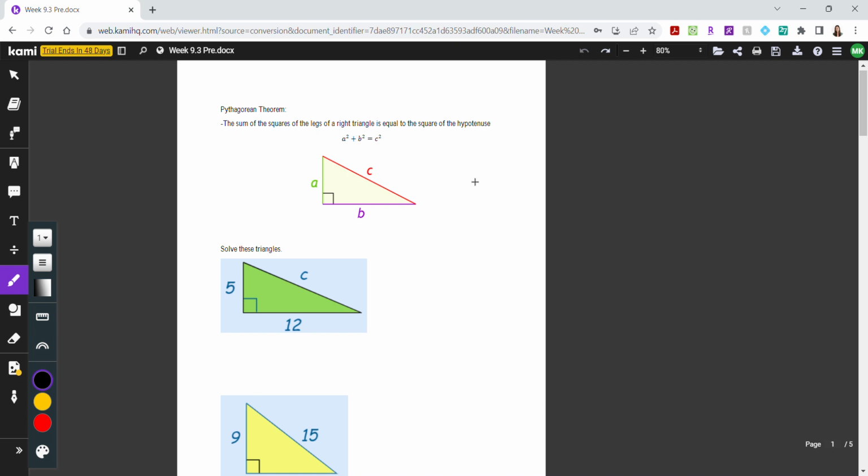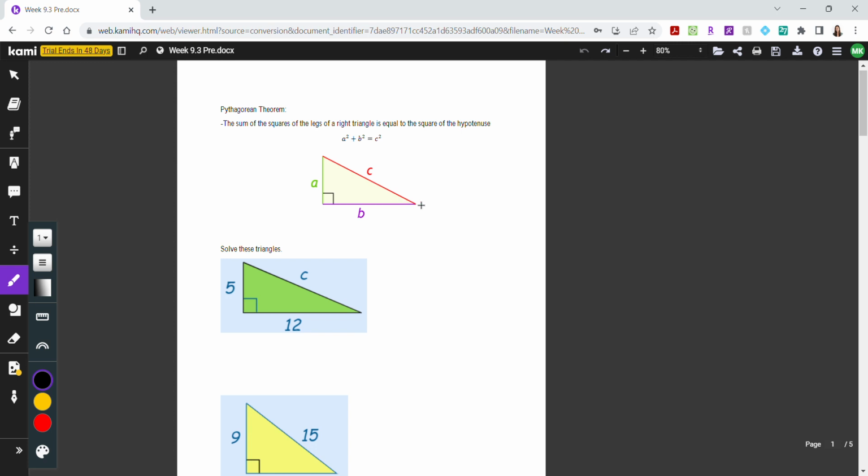So the first thing that we're going to cover today is the Pythagorean Theorem, right? Essentially, what the Pythagorean Theorem states is that the sum of the squares of the legs of a right triangle is equal to the square of the hypotenuse, right? As you can see here, the legs of our right triangle are going to be a and b, and our hypotenuse, remember, is the longest side of the triangle. For a right triangle, it will be directly across the 90 degrees. All right, that'll be the hypotenuse.